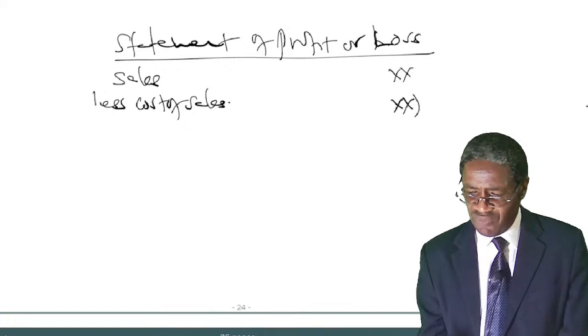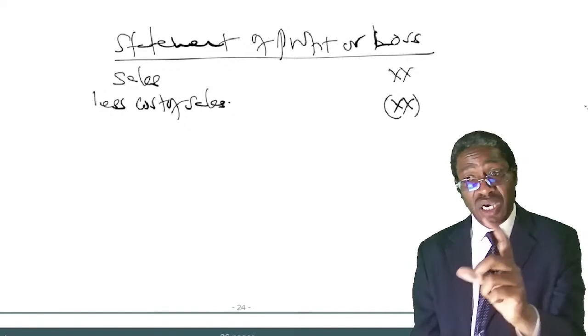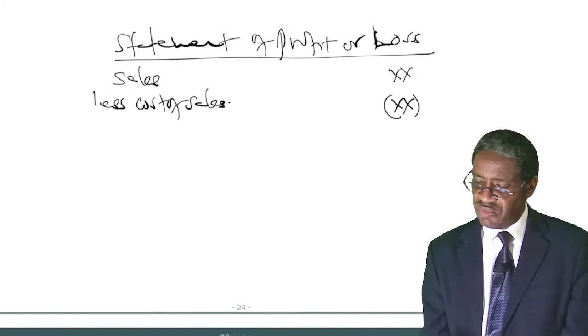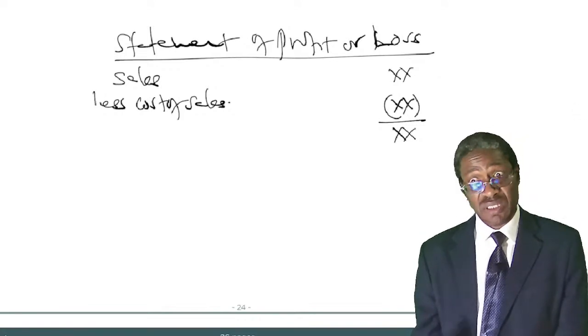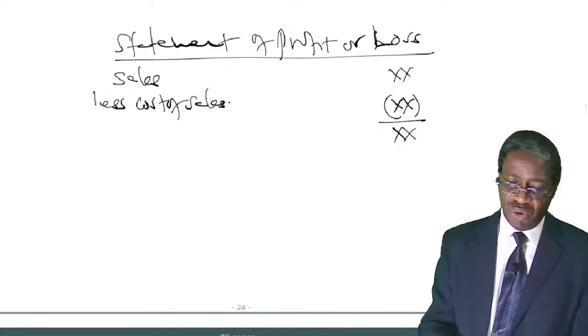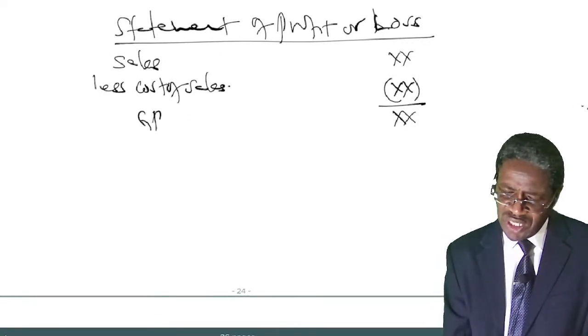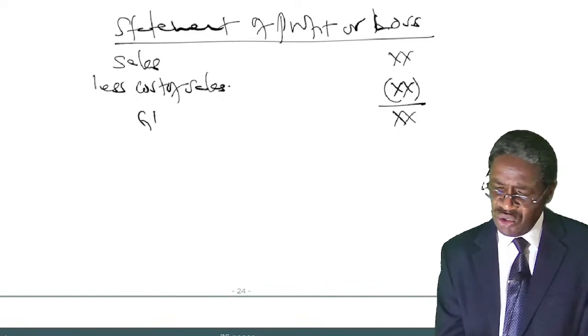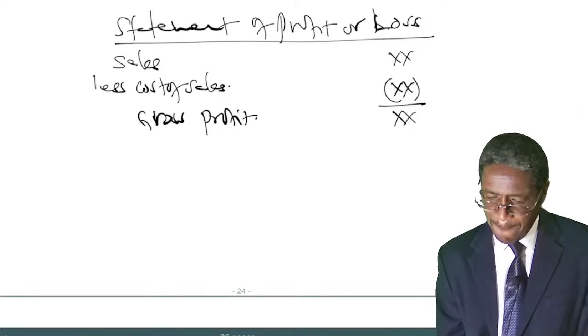Bring the amount of the cost of sales as a single amount in the statement of profit or loss. Whatever the figure you get, bring it as a single amount. That's one important point you should remember for publication purposes. Then you get the normal gross profit, whatever you get.